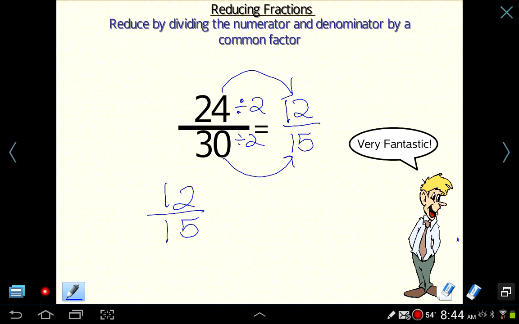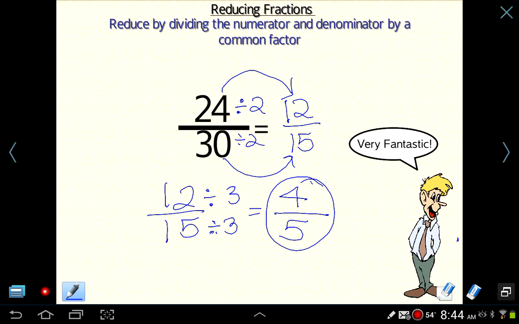And I'm going to keep on dividing by a common factor until I cannot think of any more factors. So this time, I'm not going to divide by 2 because I have an odd number in there. So I'm going to divide by, let's say I divide by 3. Okay, and 12 divided by 3 is 4. And 15 divided by 3 is 5. And that's it. That is in simplest form. You cannot go any further.